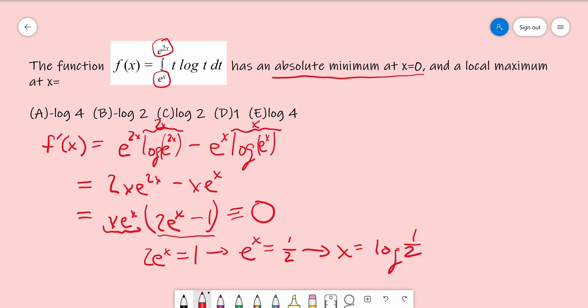Well, that's not any of these answers. We have to rewrite this as negative log of 2. Remember, log of 1/2 is the same thing as negative log 2. So there we go. The answer is B.